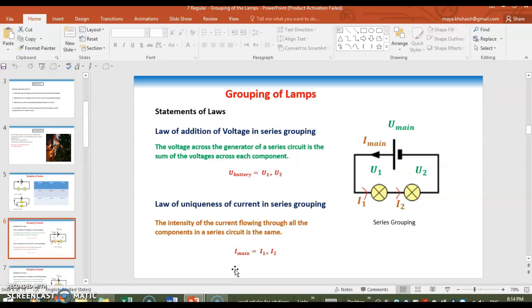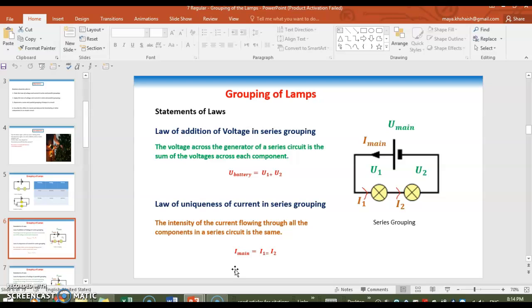So when I ask you to state the law, you have to use words to explain it. Statements of laws. Law of addition of voltage in series grouping: the voltage across the generator of a series circuit is the sum of voltages across each component. So the generator here is the battery. U battery equals U1 plus U2.